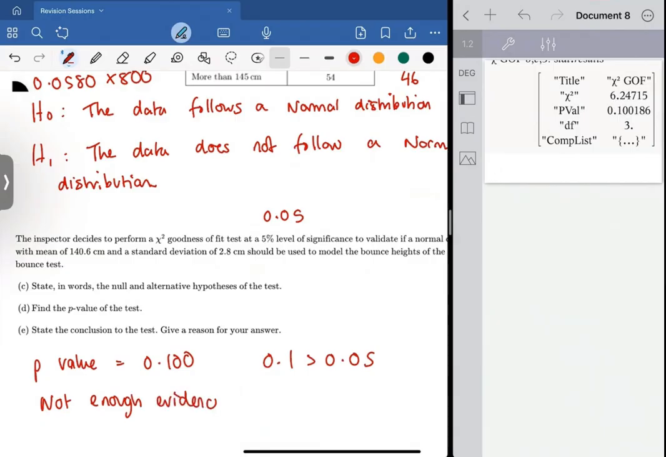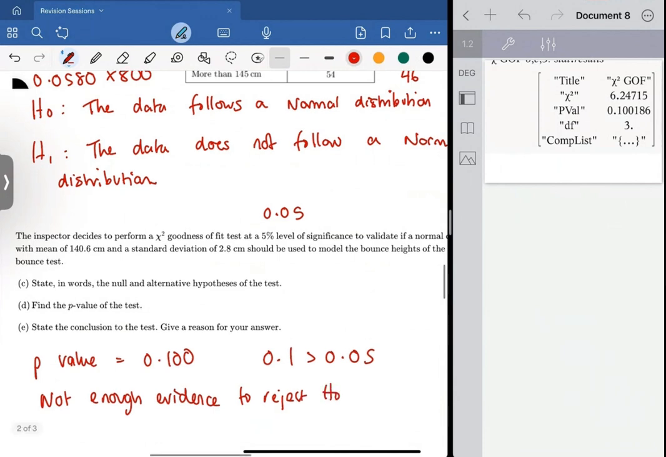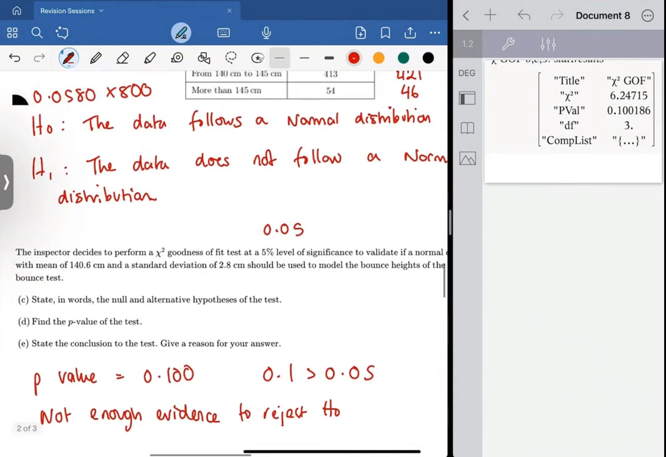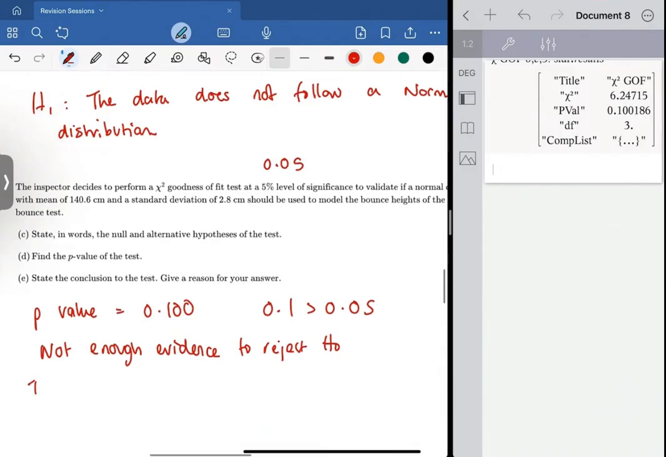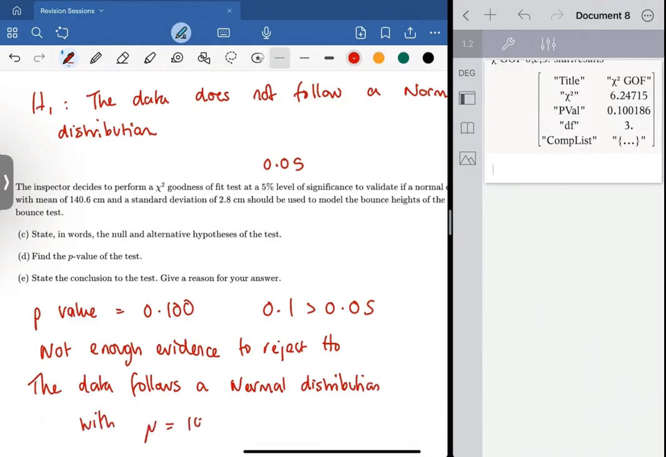Do you see how I'm using the same wording each time to reject H0? So what does that mean in our context? Is that this data follows a normal distribution with a mean of 140.6 and standard deviation of 2.8.